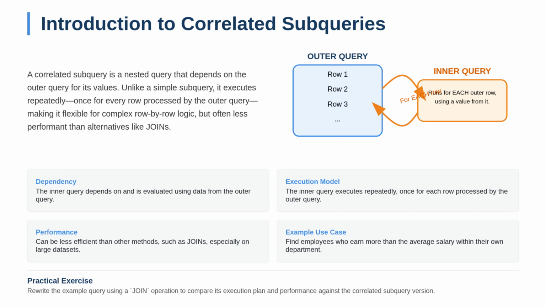Now, a correlated subquery is more complex. It's dependent on the outer query. For every single row processed by the outer query, the inner query runs again, using a value from that specific outer row. This can be powerful, but also performance-intensive, as the inner query may run hundreds or thousands of times.